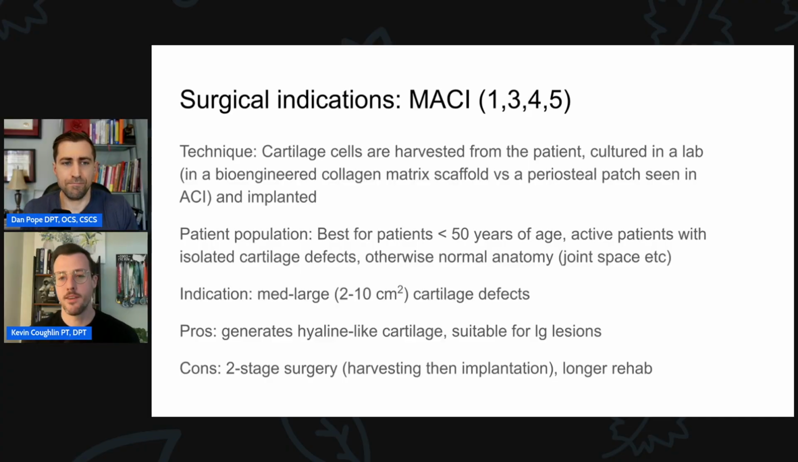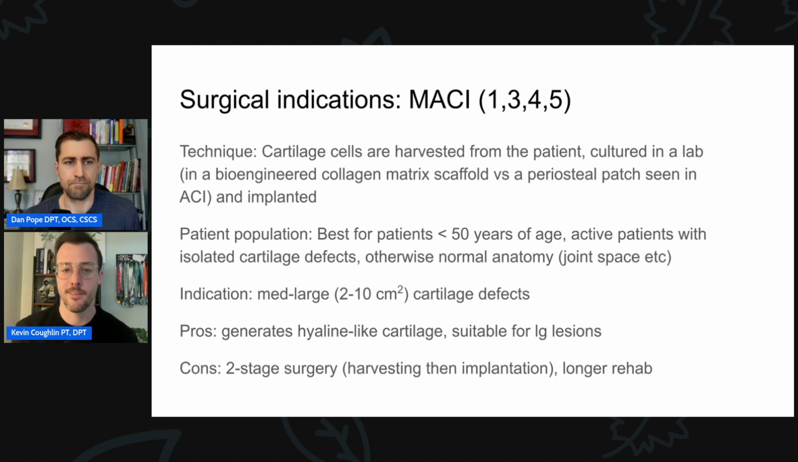So then just getting into the MACI. The surgical considerations are very similar to the AC. And I think generally what we're seeing with the newer research is that it's almost replacing the AC. If you're a candidate for that and the surgeon knows how to do the MACI and has experience with it, they're probably just going to do that instead.